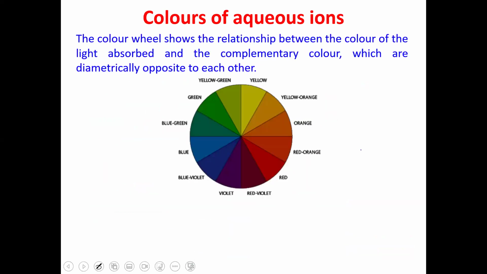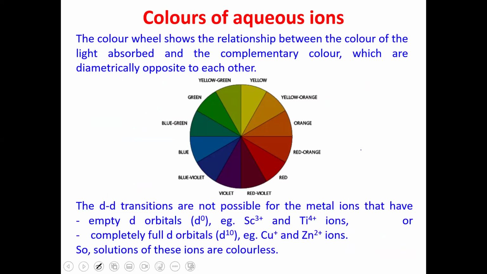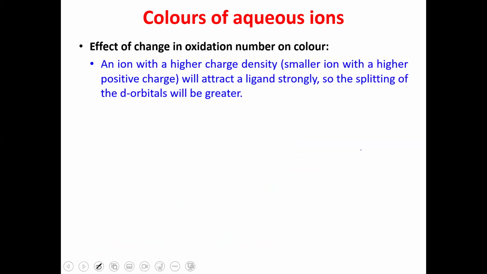Now in aqueous solution, we have a number of ions, and normally we have this card showing that different colors are shown by different transition elements. The rule is the same. In a transition element, the d orbitals split into two groups. One group contains three sublevels, one group contains two sublevels. There is an energy gap between them, and according to quantum physics, this gap absorbs light in a particular wavelength.